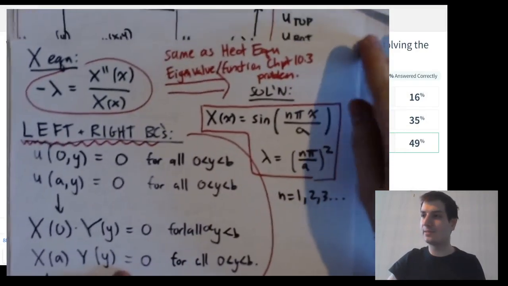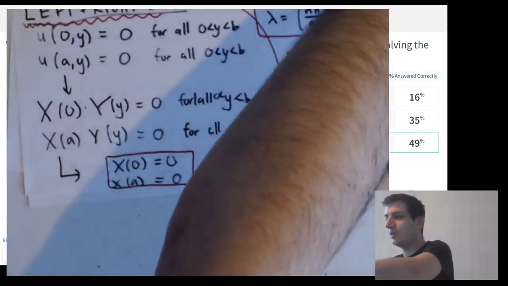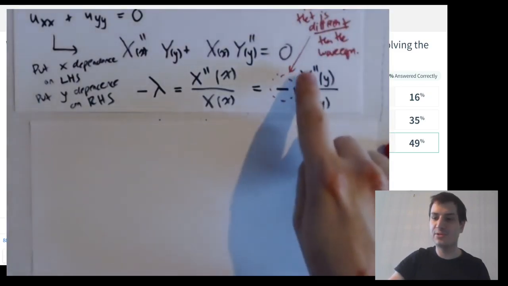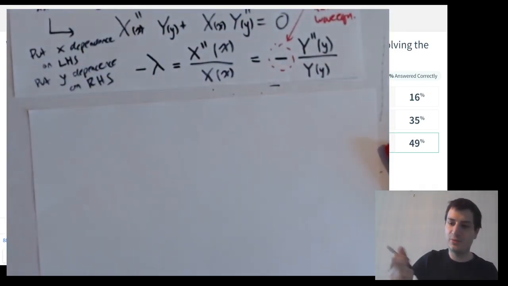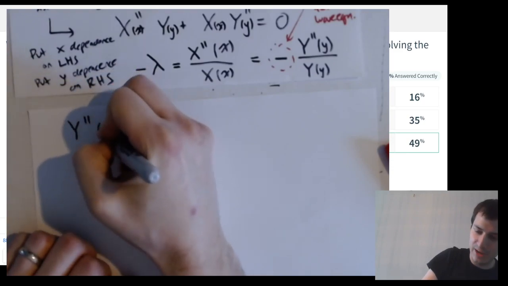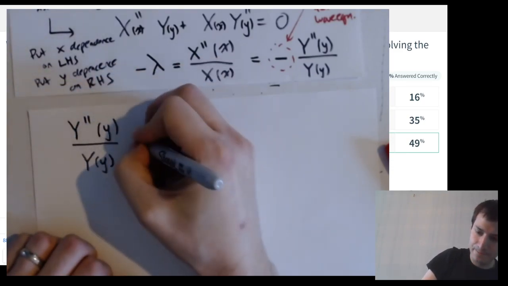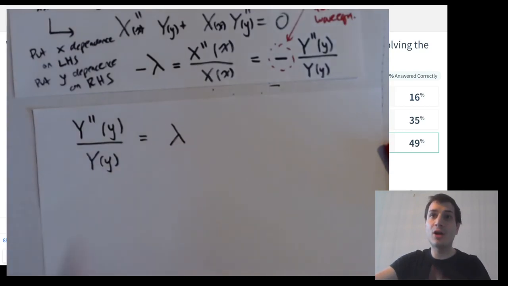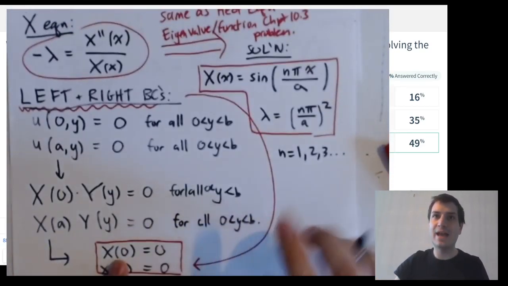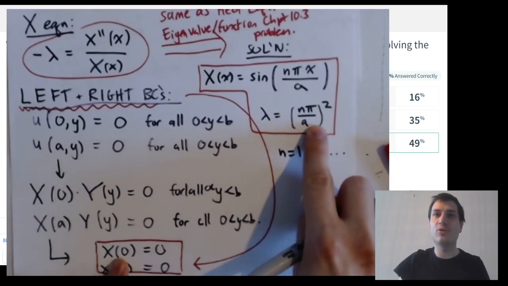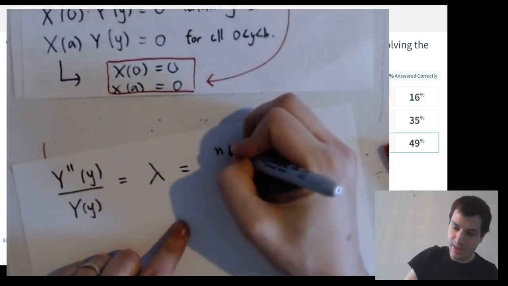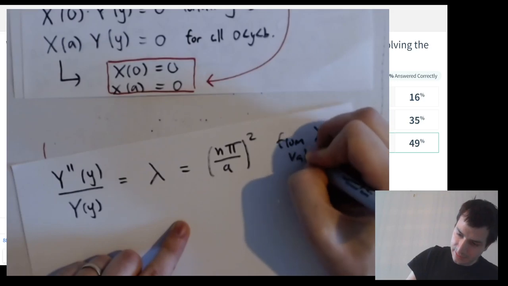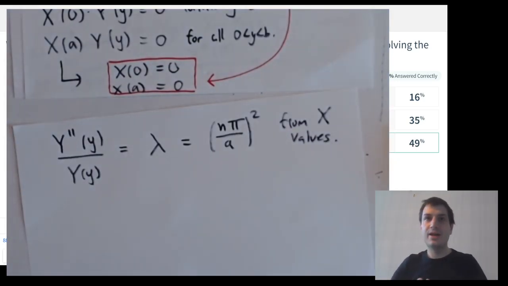Let's look at what happens for the y's. And this is going to be genuinely different than before. So again, this is coming from the same separation of variables, but we have a minus sign here, and that makes the equation different. So the equation is that Y double prime of y over Y of y equals lambda. So before it was a minus lambda, now it is a plus lambda, and we have already determined what lambda could be from the x's. So lambda must be n pi over a squared, and that came from the x values. So this is a positive number.